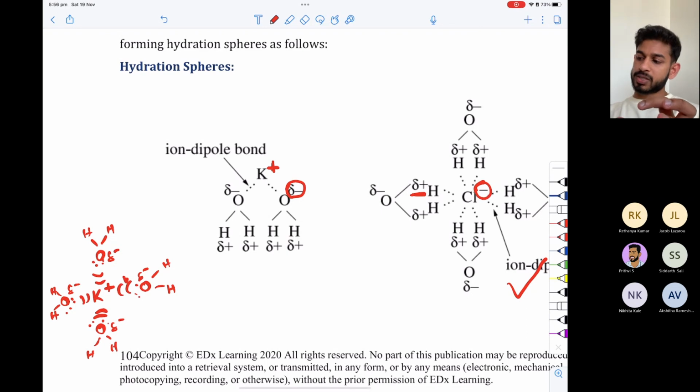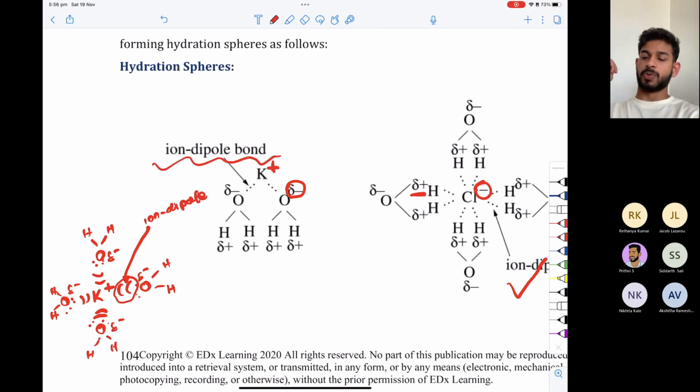Now, what is the name of this bond, Tanya, that I've labeled? Ion dipole. Very good. Ion dipole bond, right? And do you see how in the sample answer diagram they've labeled the ion dipole bonds as well? To show you how important it is to make sure you do that. Okay? So the key thing is to make sure the water molecule is oriented correctly. It should be facing with the hydrogen end facing the negative charge, the oxygen end facing the positive charge.